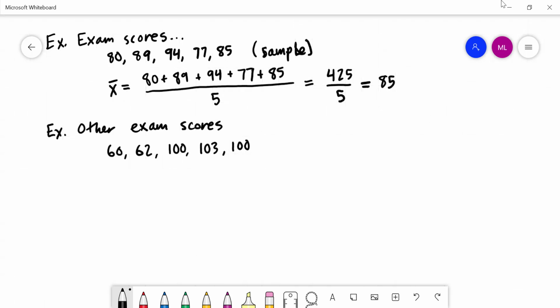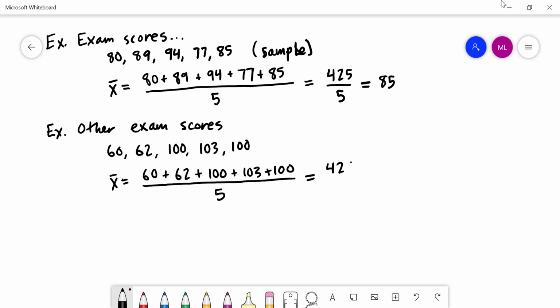If I add those numbers up, and again, they represent probably a sample in this case. Let's just assume that they represent a sample. So 60 plus 62 plus 100 plus 103 plus another 100. And I'm dividing those by 5 because, again, it's 5 scores. And if you add those up, you'll actually see that they wind up adding up to the same total as before, and we wind up getting the same mean.